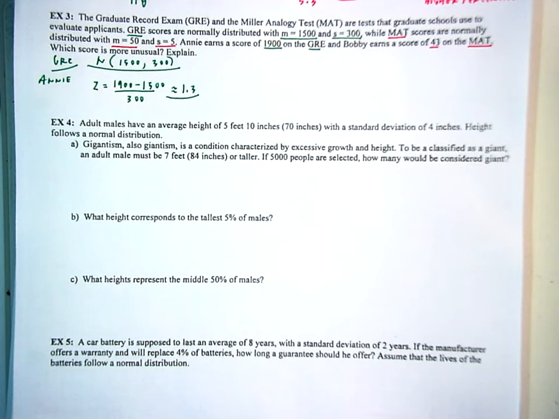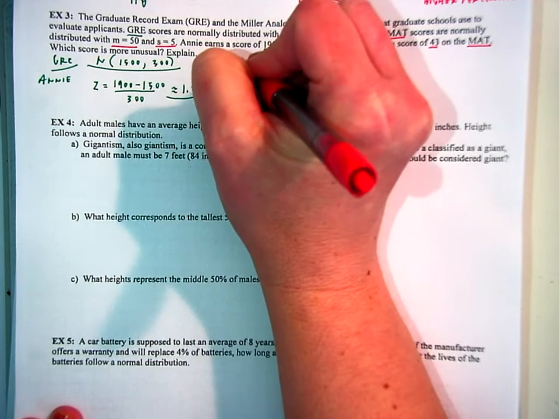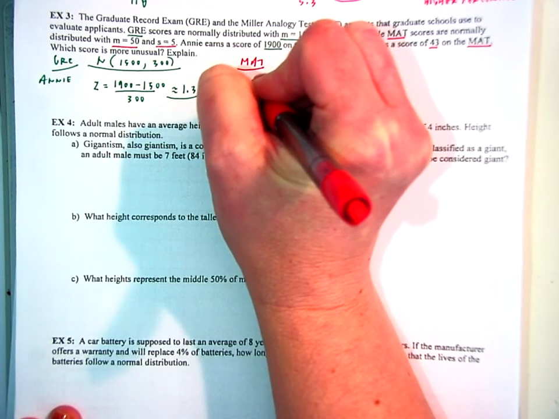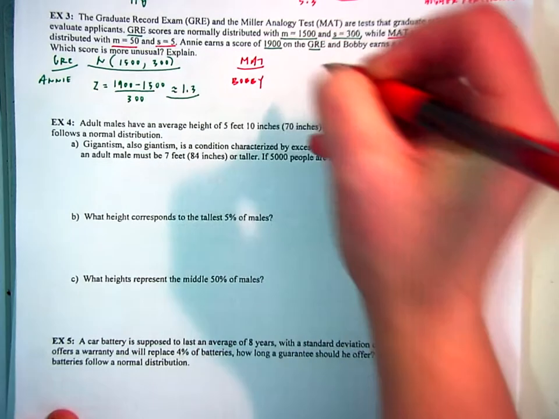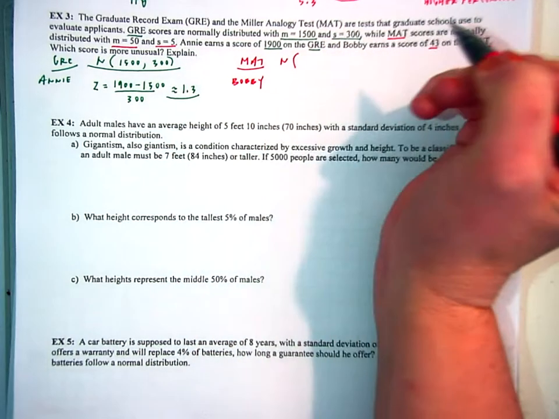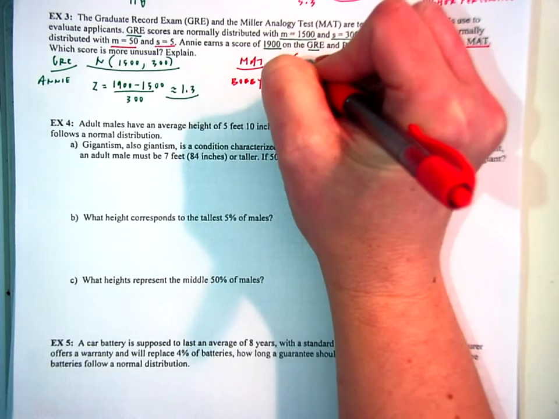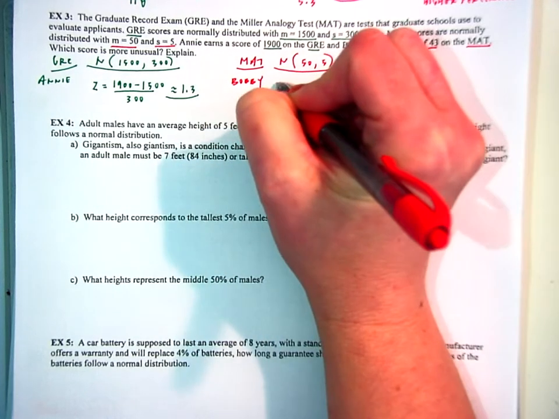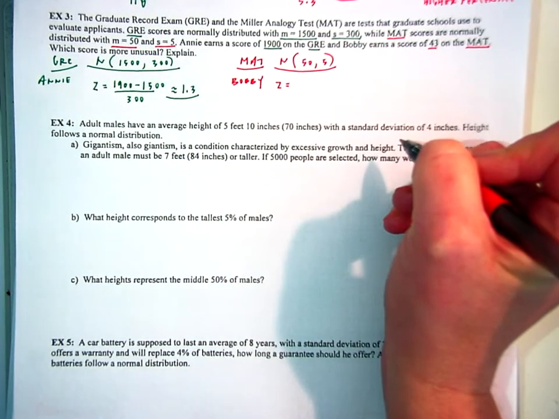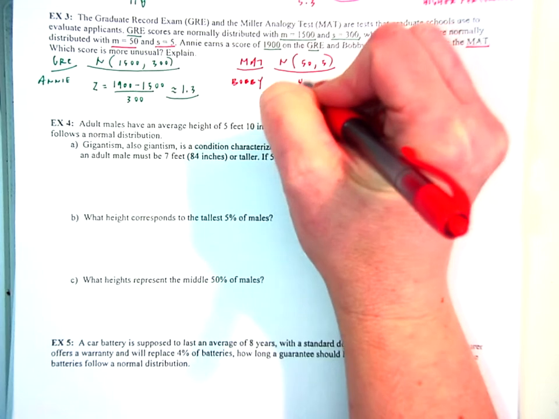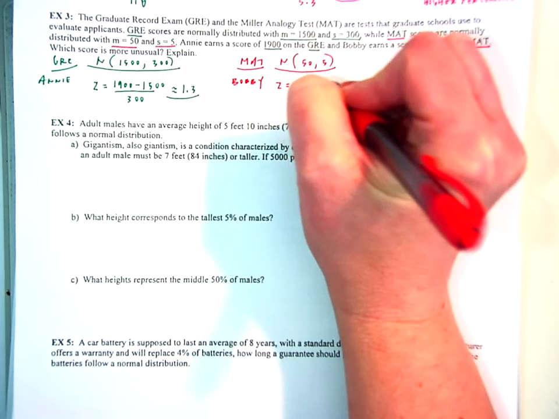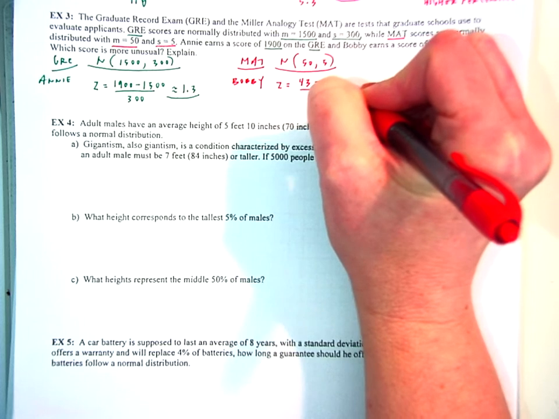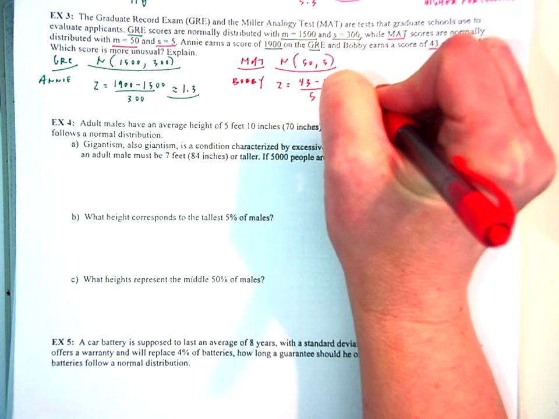I want to compare that to Bobby, who is taking the MAT. We got Bobby over here. His distribution for the MAT is normal, mean is 50, standard deviation is 5. So his Z-score, Bobby got a 43. So 43, take away 50, divide by 5. Here we get a Z-score of exactly negative 1.4.